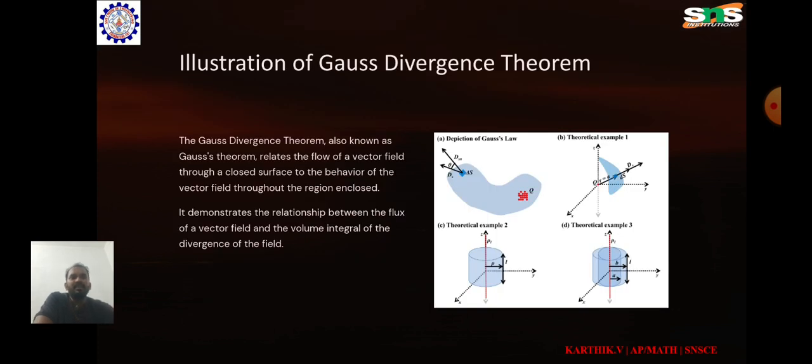Illustration of Gauss divergence theorem. Consider a vector field F equal to x square, y square, z square. First we have to calculate the divergence. We know that divergence is del dot F. So del dot F equals differentiation of the x term with respect to x plus differentiation of the y term with respect to y plus differentiation of the z term with respect to z. So finally we have the answer 2x plus 2y plus 2z.